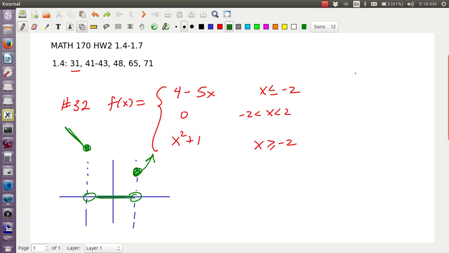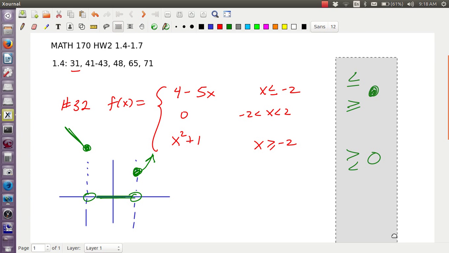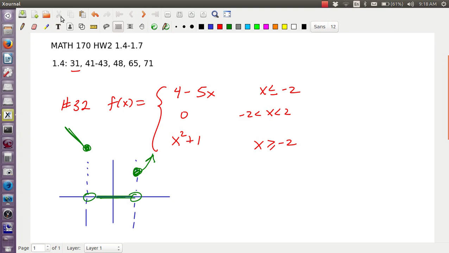So remember, if it looks like this, you're going to have a filled in circle. If it looks like this, you're going to have an empty circle, because it means the equality condition is not met at that point. Like you don't grab the limit case. All right.